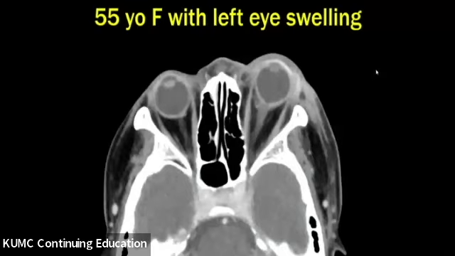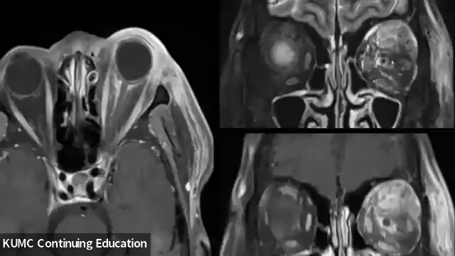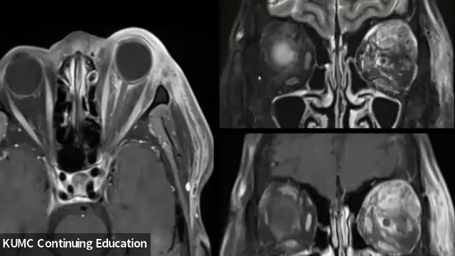55-year-old female presenting with left eye swelling. So we have abnormal posterior ocular tenting, stretching of the optic nerve, and surrounding periorbital inflammation. Follow-up MRI, we see again that periorbital and intraorbital inflammation in the intraconal and extraconal spaces, as well as again that abnormal conical contour of the posterior globe.